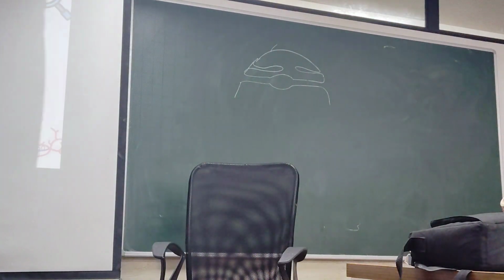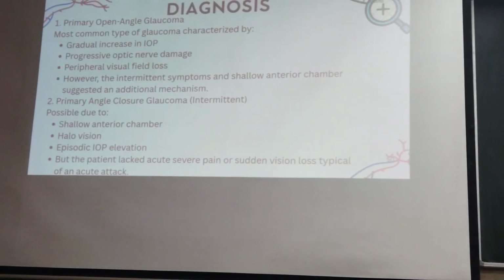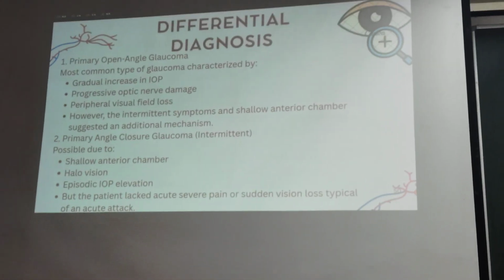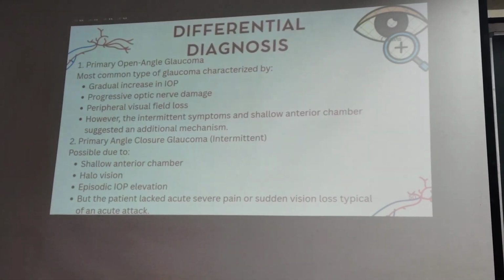So the symptoms which suggest that it's open-angle glaucoma are increased intraocular pressure, increased cup-disc ratio, which suggests progressive optic nerve damage, and peripheral vision loss. However, the intermittent symptoms such as shallow anterior chamber and the intermittent blurred vision suggest that there could be an additional mechanism or an additional disease responsible.